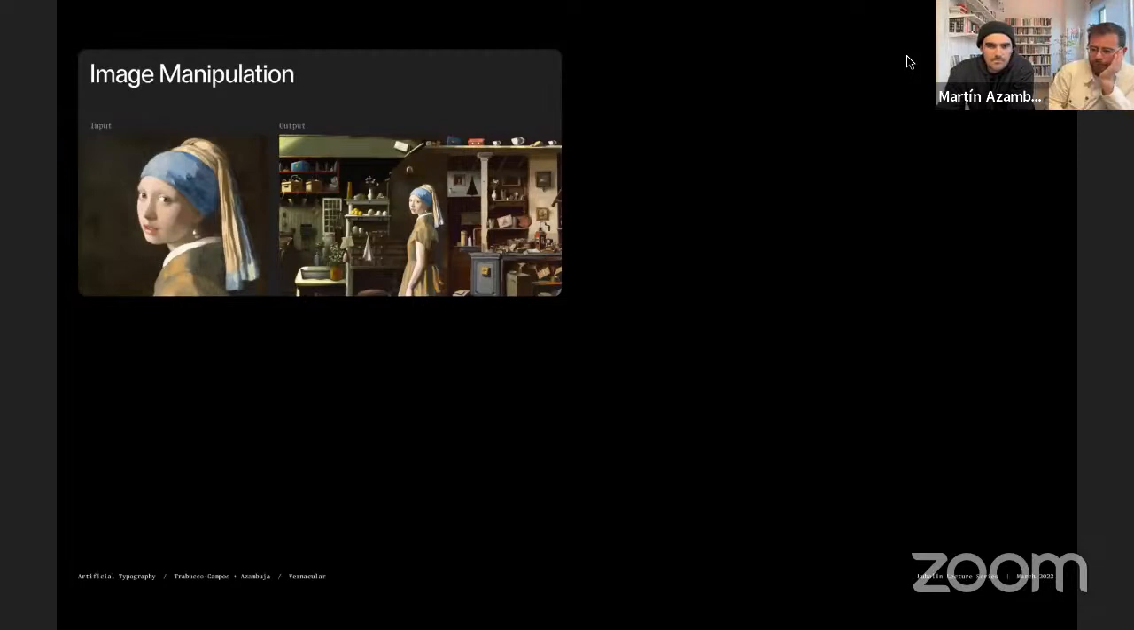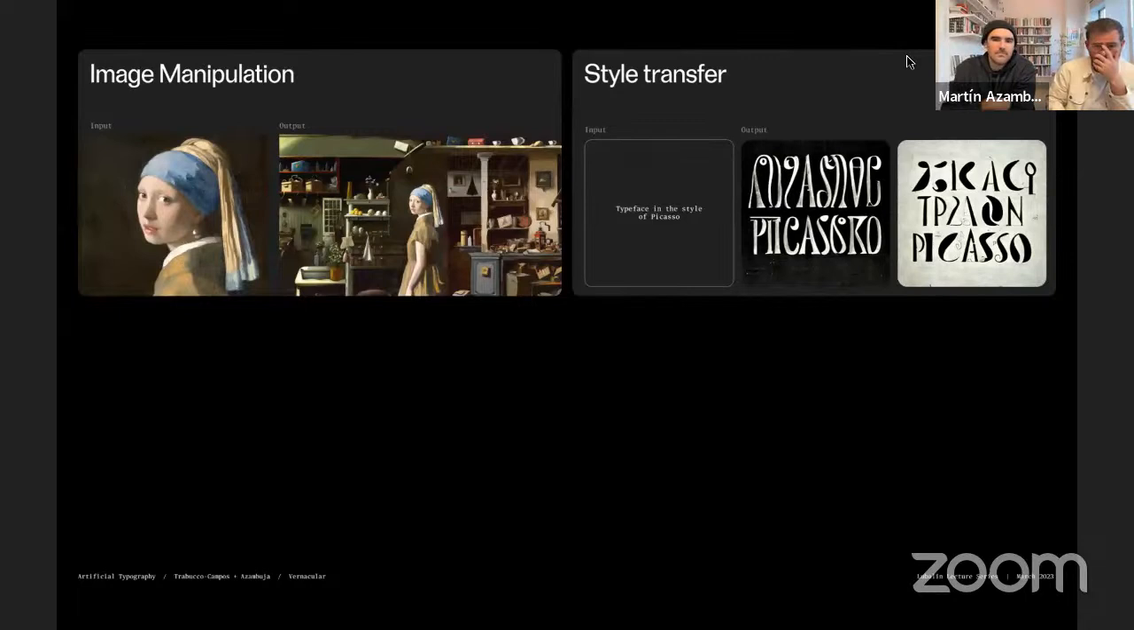The first thing is image creation and image manipulation. Things can be manipulated from an input into an output. So the Girl with a Pearl Earring can be extended to see full scenes. Style transfer is one that we use a lot. So going from a simple text input, which all of you would probably have seen by this point, to something like typeface in the style of Picasso, and then the output generates a number of interpretations of that.